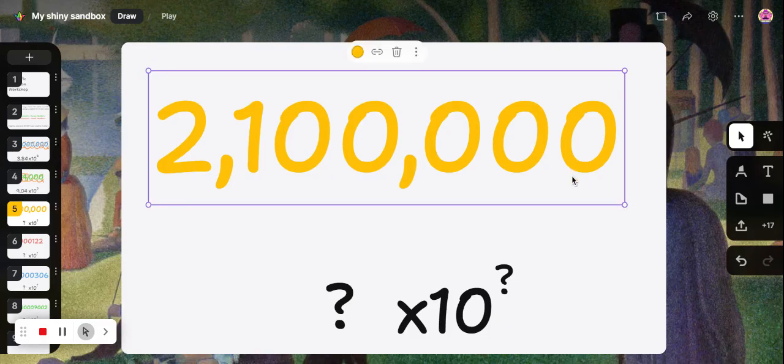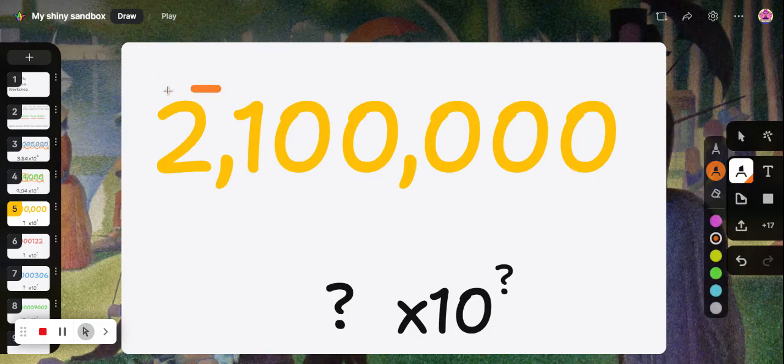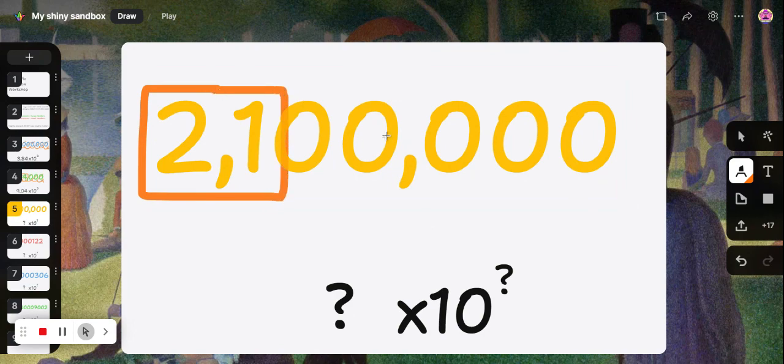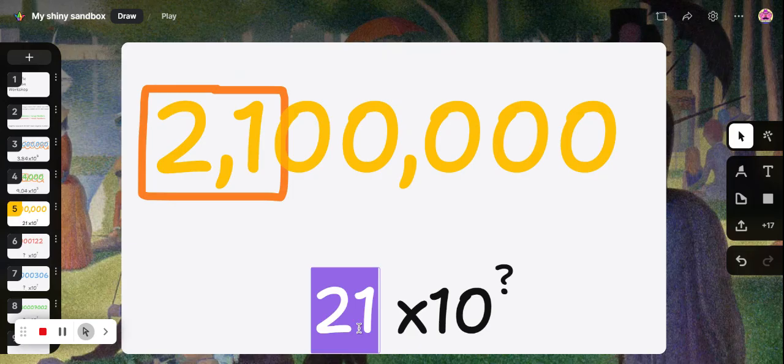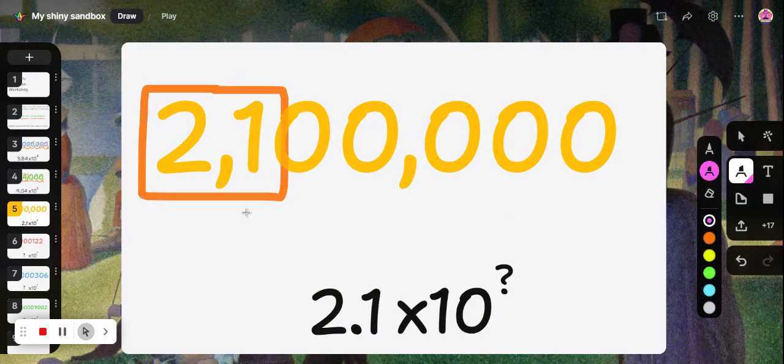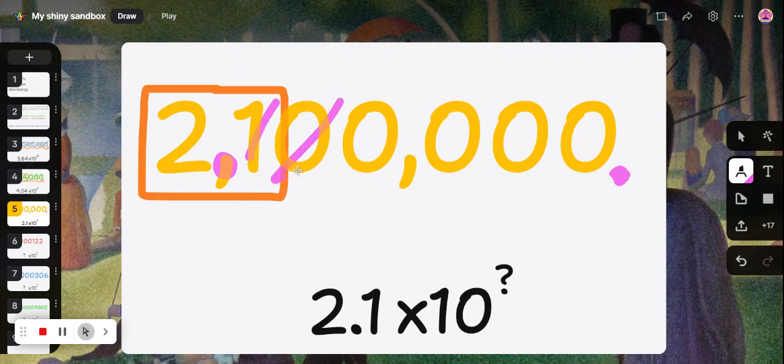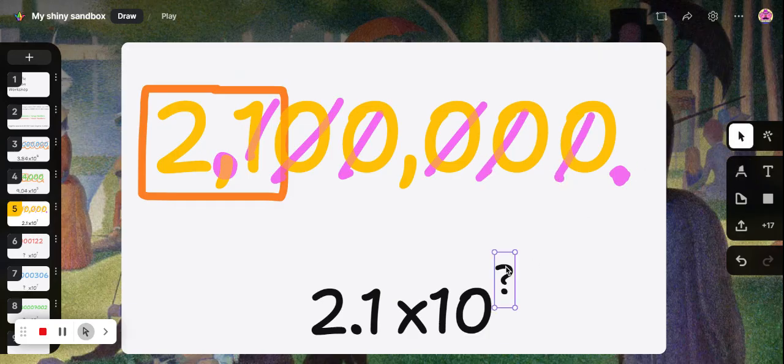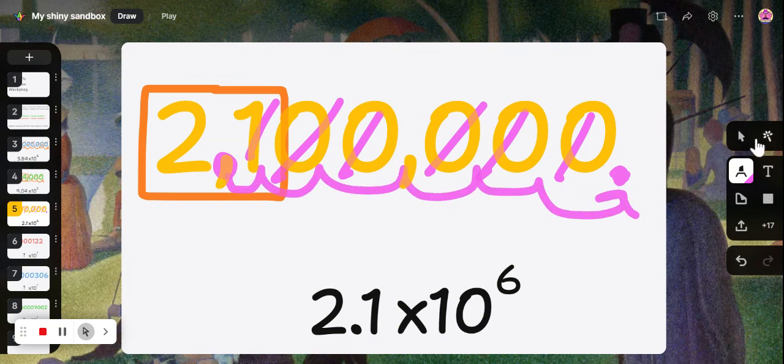Our last very large number, we have 2,100,000. Let's focus in on those non-zero digits. We're trying to get rid of the string of zeros. 21. That is a 2-digit whole number, so remember we have to add our decimal to create a 1-digit whole number, 2.1. That's a little bit hard to see, but there's my new decimal place. Here's the original decimal place. How many place values did we move? 1, 2, 3, 4, 5, 6. 2.1 times 10 to the 6. You can also do your jumps if you'd prefer to do that. 1, 2, 3, 4, 5, 6.